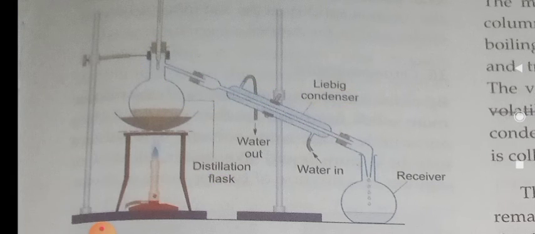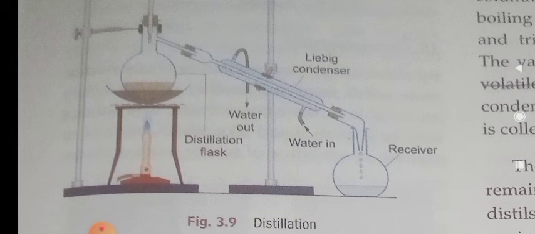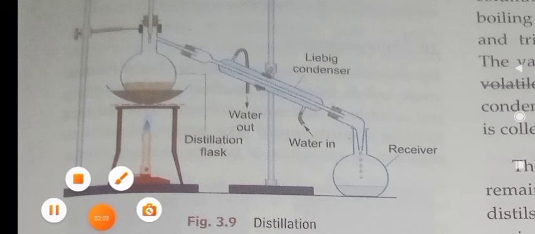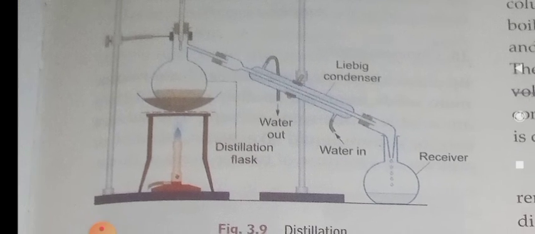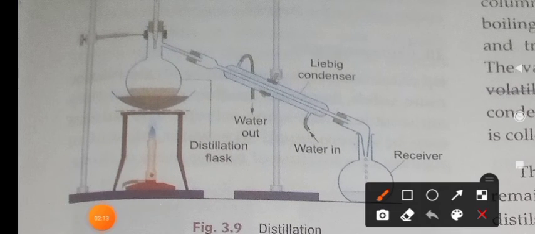While the hot air gets cooled, what happens? It turns back into water. Am I right? You have learned about condensation, no? The same thing happens, and the salt present in the water will remain in the distillation flask itself, and the pure water is collected in the receiver kept below the Liebig condenser.